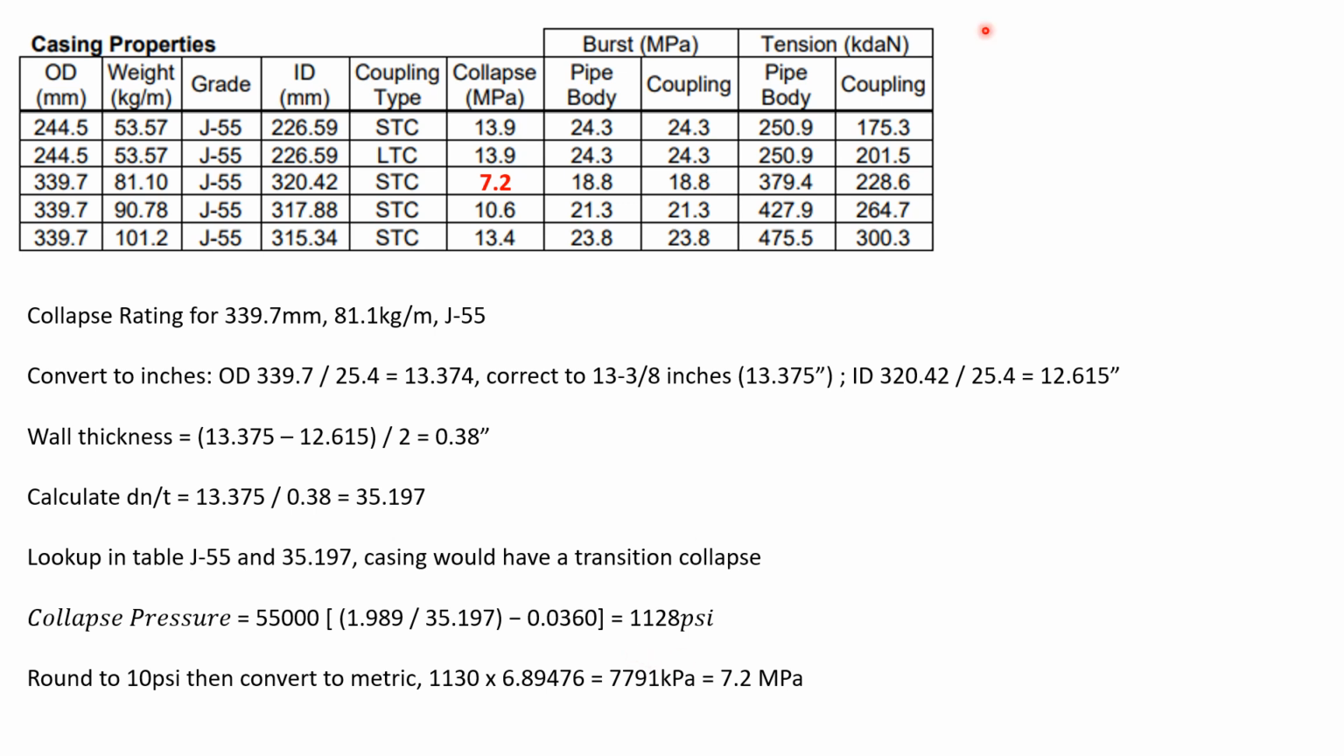1,128 psi. We again round it up to the closest 10 psi and then convert it to metric by multiplying it by 6.89476. And the result is 7,791 kPa or 7.2 MPa, which is what we put on our table as a result.